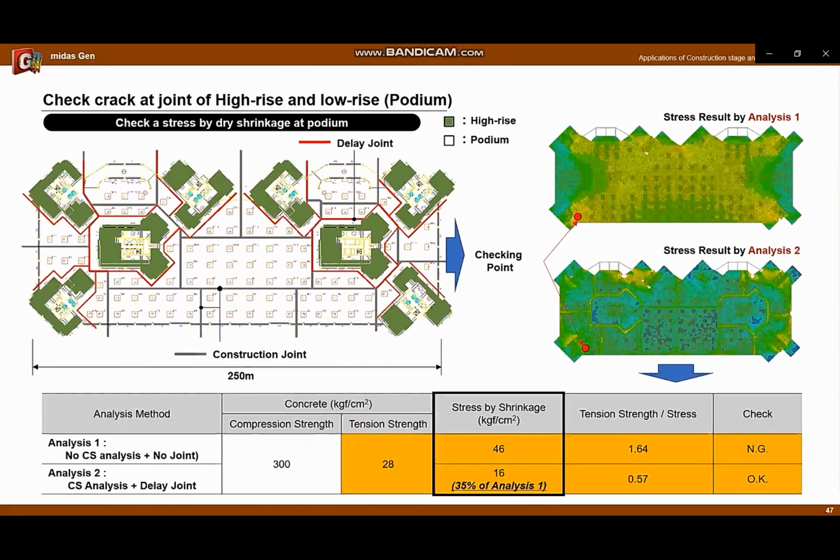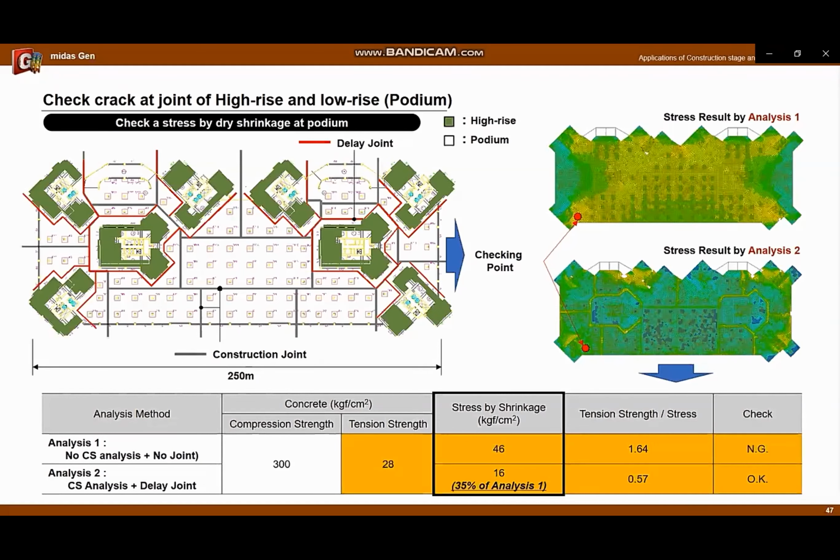The following is an example of Case 1. On both sides, the high-rise building is located, and a wide podium is located in the middle of the plan. Therefore, cracks are expected in the slab of the podium. To prevent cracks, the construction process was planned with a time difference by dividing the area into small units. And a delay joint was installed in the part where the high-rise and podium contacted.